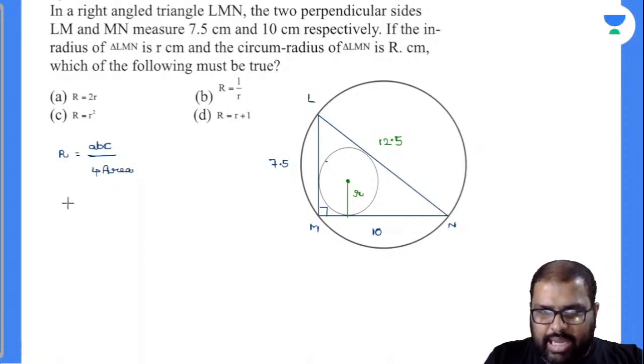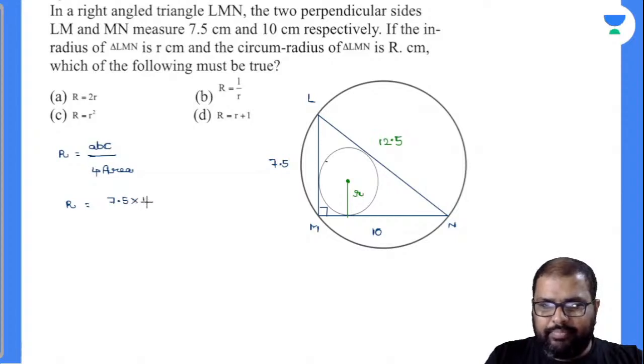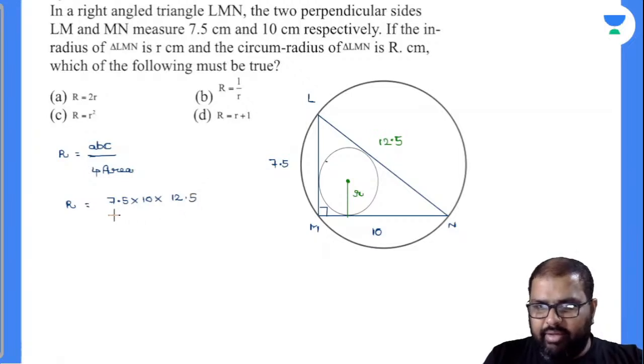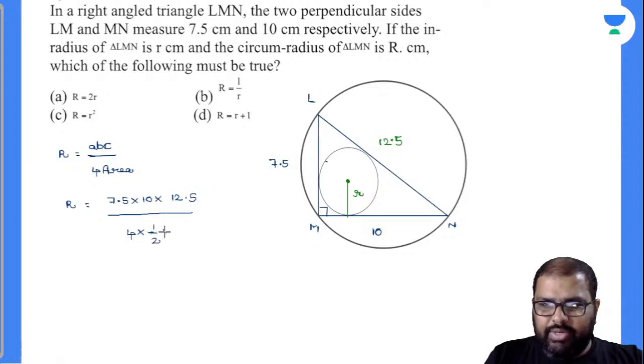So observe there, capital R is equal to... what is your A value? 7.5, let us suppose. B value is nothing but equal to 10, and my C value will be 12.5. Everybody knows about this: abc divided by 4 into area. 4 into area of the triangle is nothing but half into base value 10, height value 7.5. Understood?